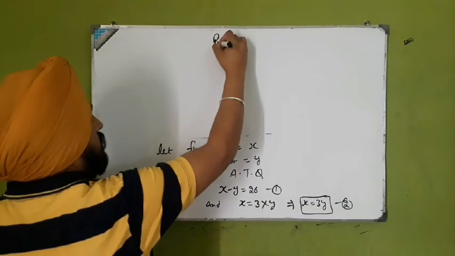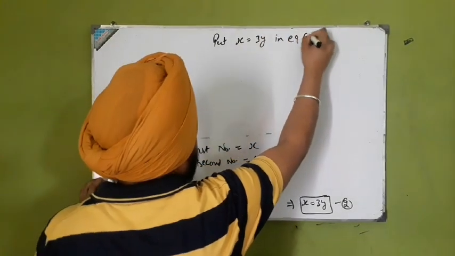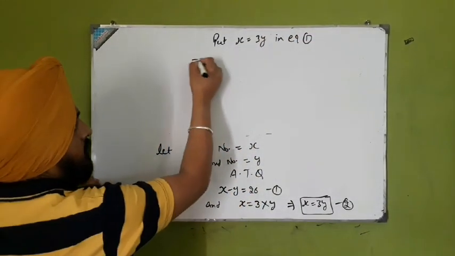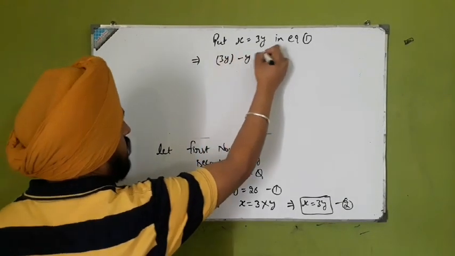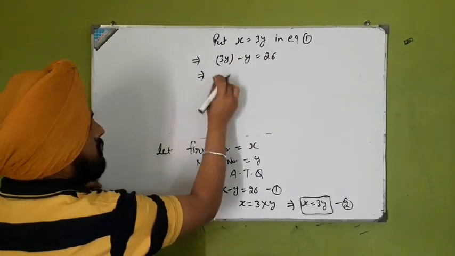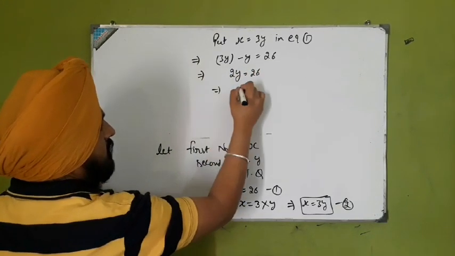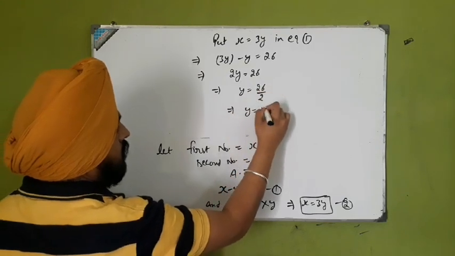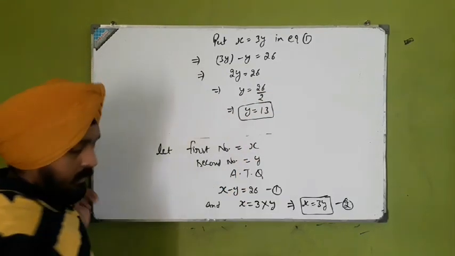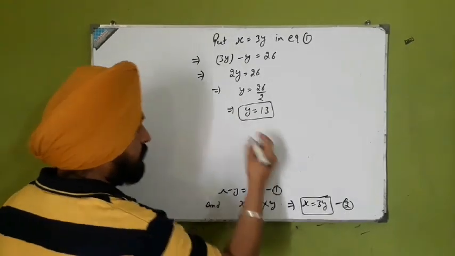So put x equal to 3y in equation first. It implies 3y minus y is equal to 26. 3y minus y gives you 2y. It implies y is equal to 26 over 2. It implies the value of y is equal to 13. Now put this value of y, 13, in the second equation.